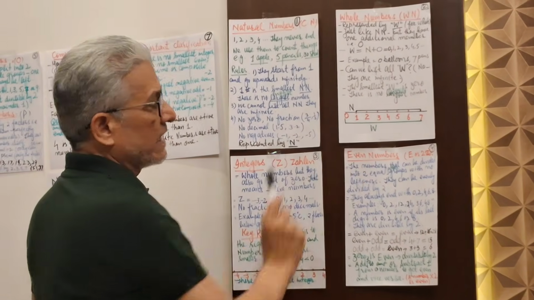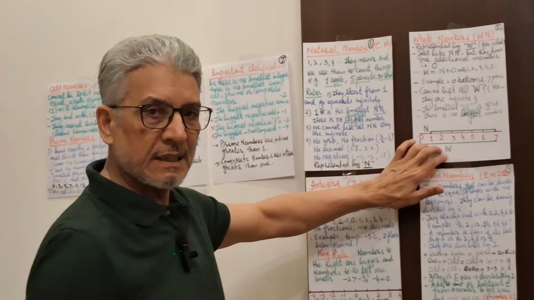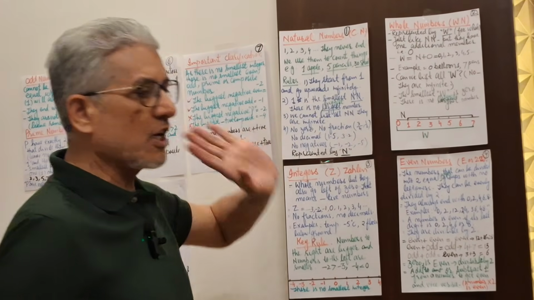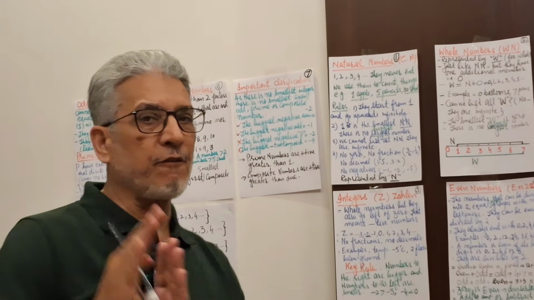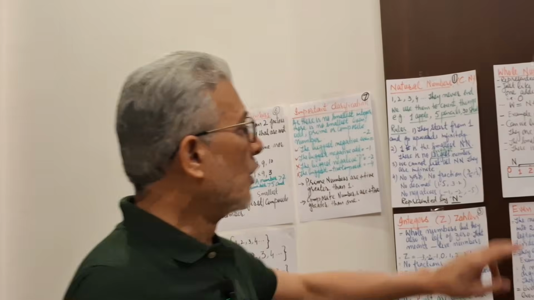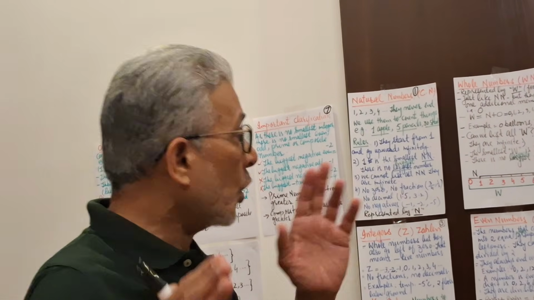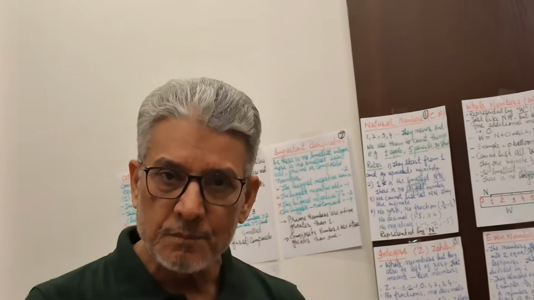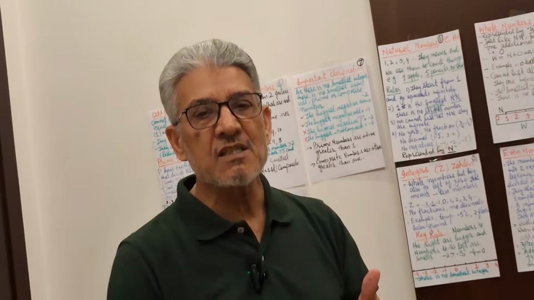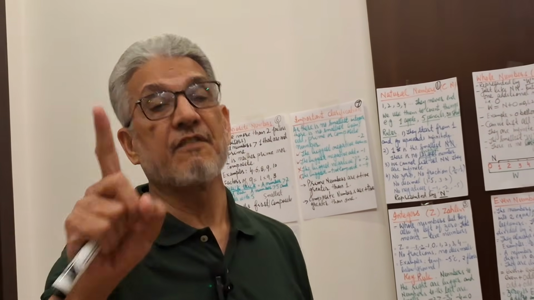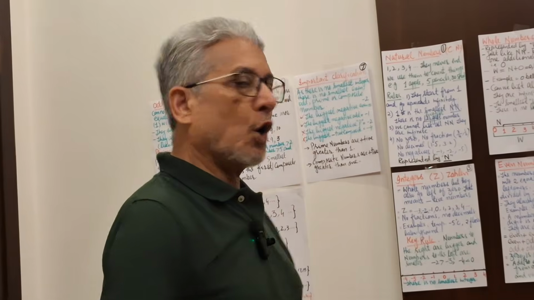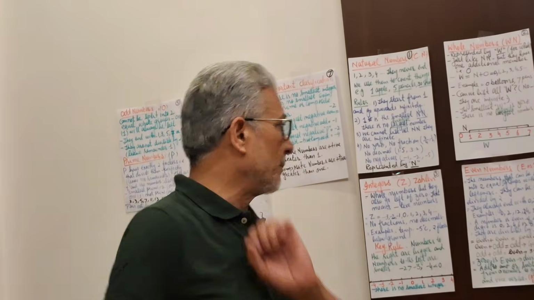So, 0 is additional in whole numbers. Natural numbers do not have 4 things. Whole numbers do not have 3 things. Whole numbers do have 0, but they do not have fractions, decimals, and negative numbers. Hope you are clear about the whole numbers.